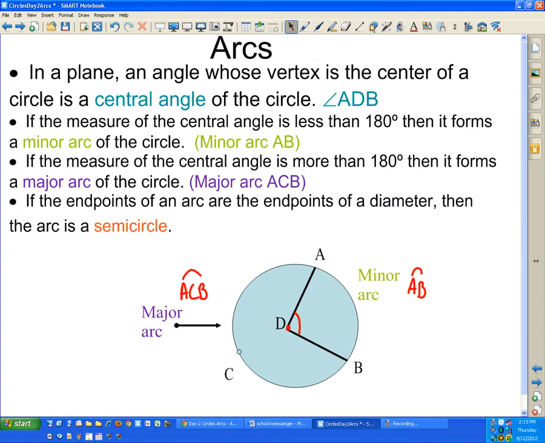Now what happens if it's 180 degrees? Well, if I was to extend this so that we had a diameter, and we'll call this point E down here, then the arc ACE, or even ABE, are semicircles. So if the endpoints are on the diameter of the circle, like A and E are on the diameter, then the corresponding arcs are semicircles. They're halfway across this shape.